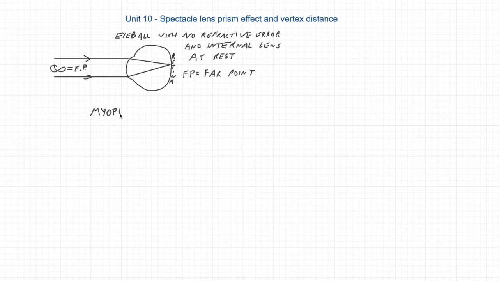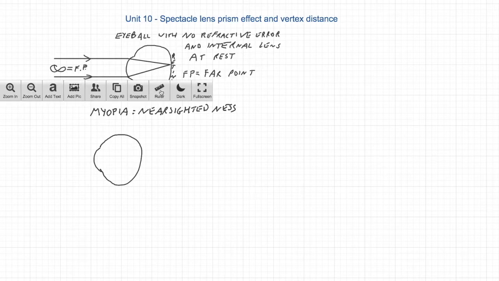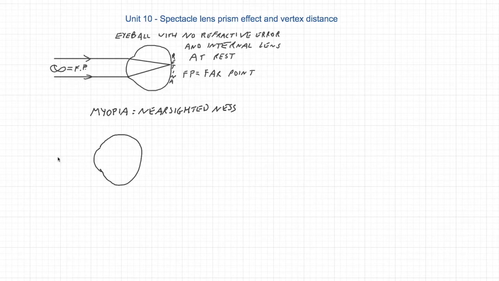So let's contrast this eye with an eye that's nearsighted. The technical term for nearsightedness is myopia. So again, we'll draw our eyeball with a cornea on the left and the retina on the right. And for a nearsighted eye, the reason we say nearsighted is because near objects are focused on the retina when the lens inside the eye is at rest. And that place is called the far point of this nearsighted eye.